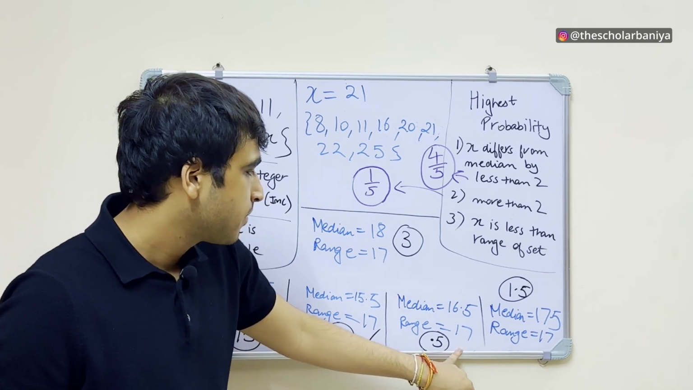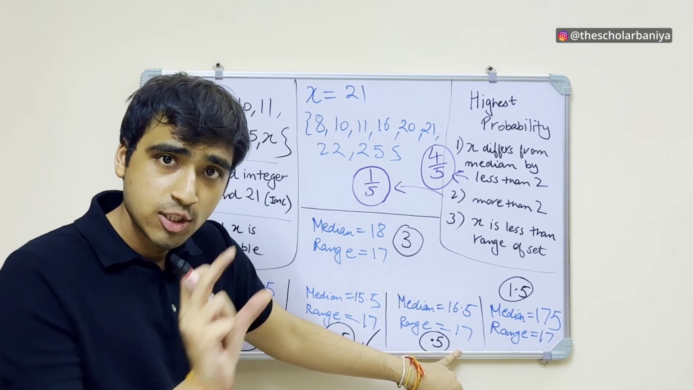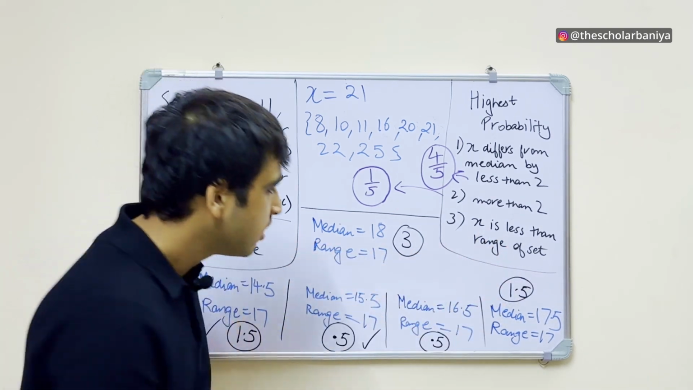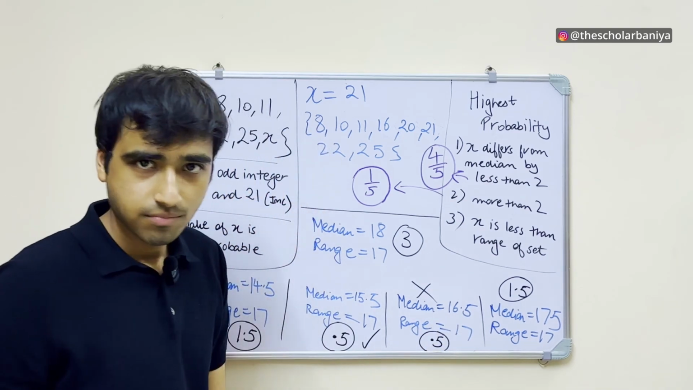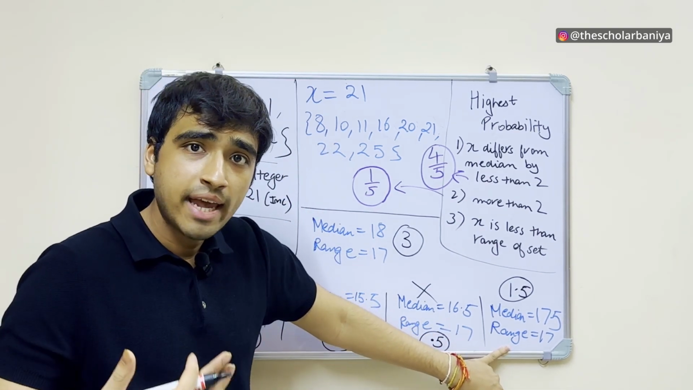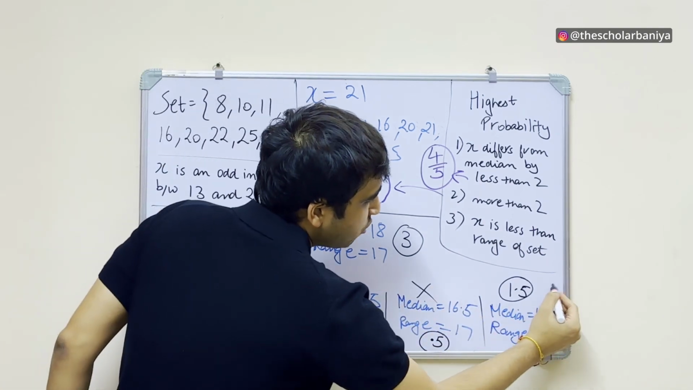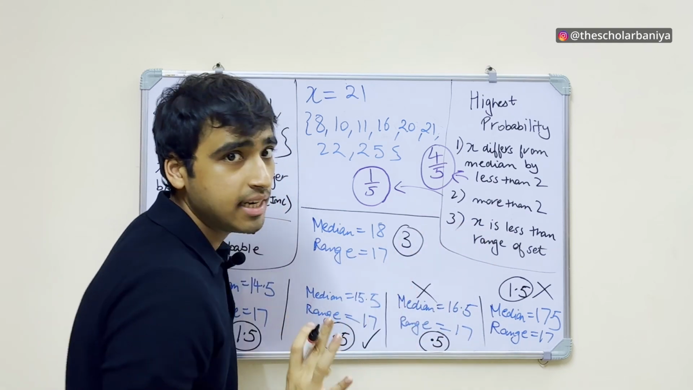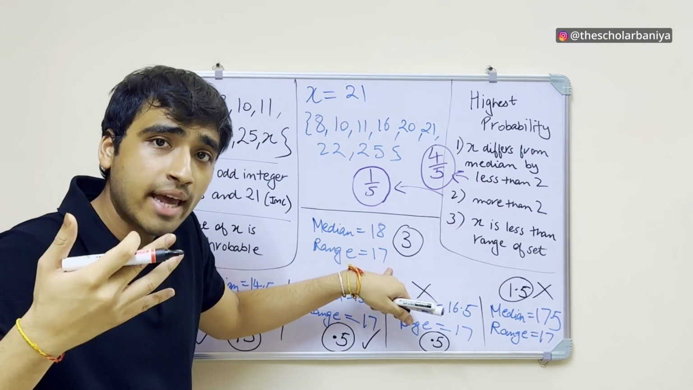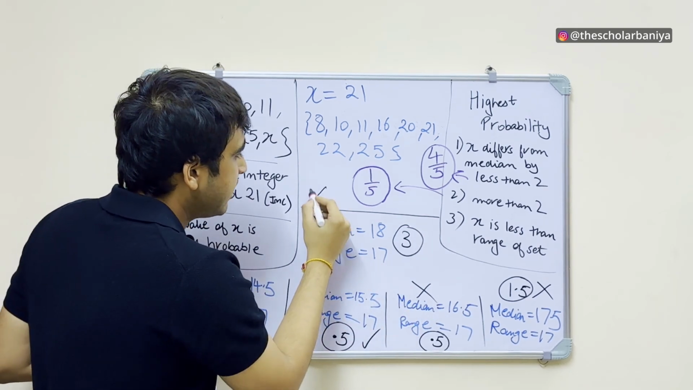Tell me for this one. The range is 17. What was the value of x? X was also 17. So both are equal. So is x less than the range? No, it is not less, it is equal. So this is not a valid case, right? Similarly for this one, the range is 17, the value of x was 19 for this case. So x is greater. So this is also not a valid case for this because x has to be less. And similarly for this one, the range is 17 and the value of x is how much? 21. So x is greater. So this is also not a valid case.